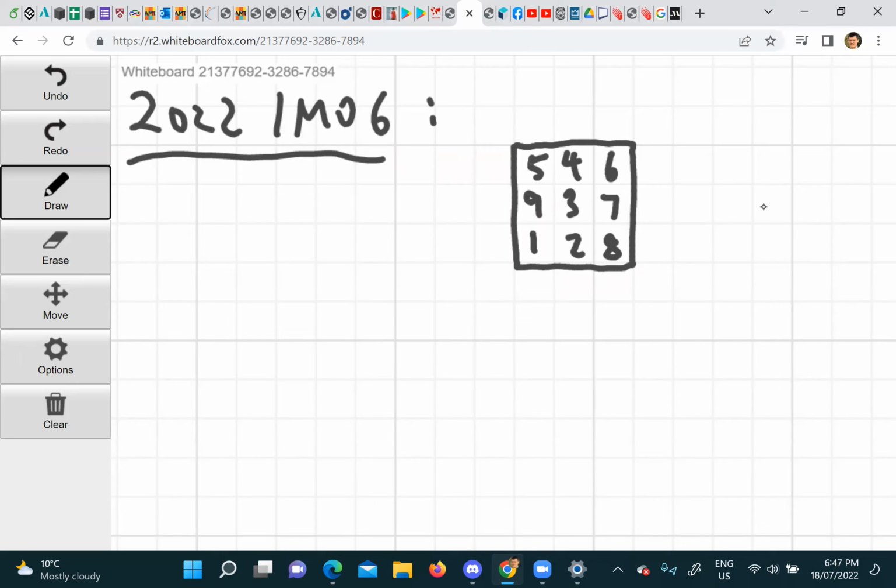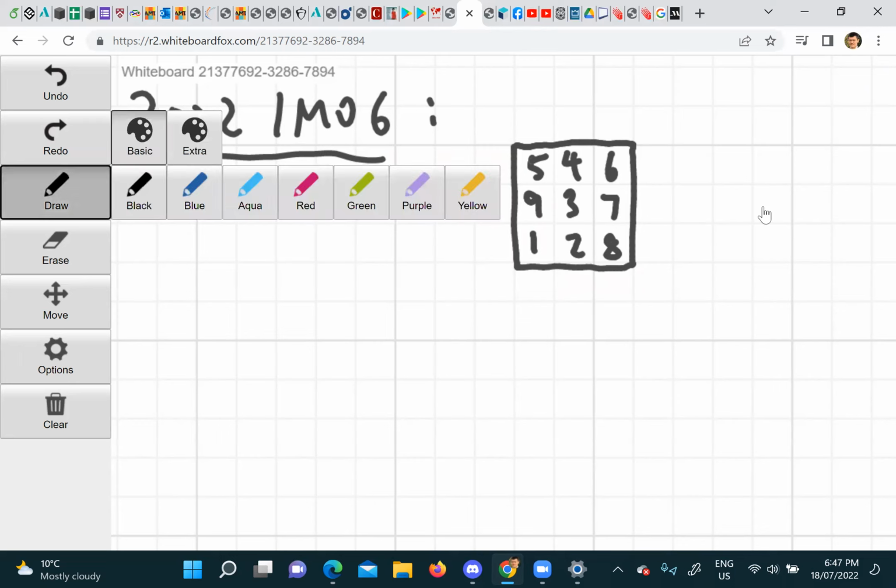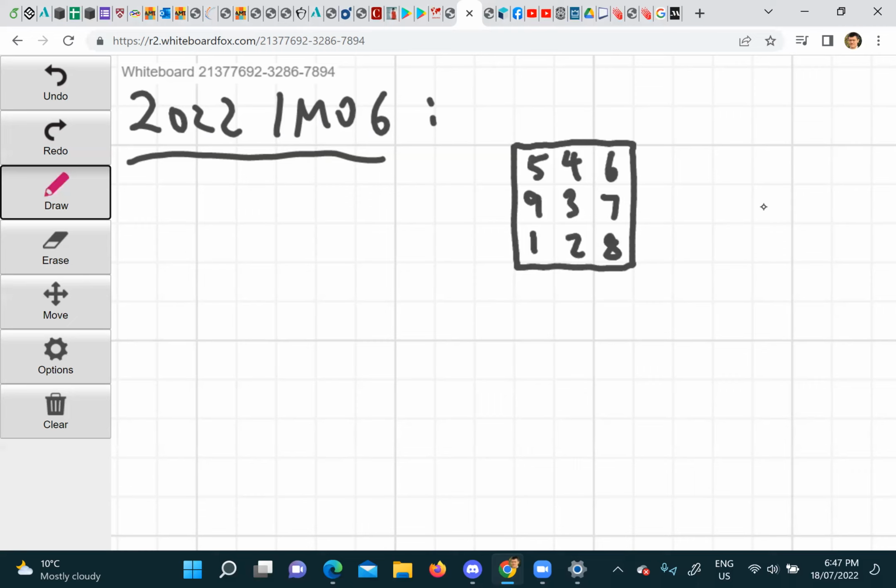So what is an uphill path? An uphill path starts always at a valley, okay? A valley is something where the number is smaller than all the numbers next to it. Numbers are next to each other if they share an edge, yeah?